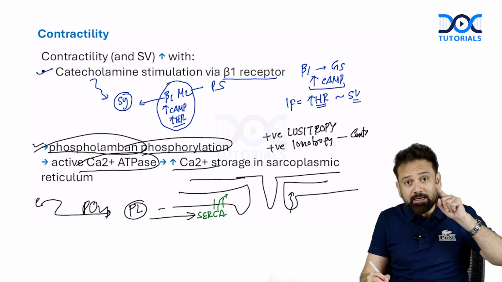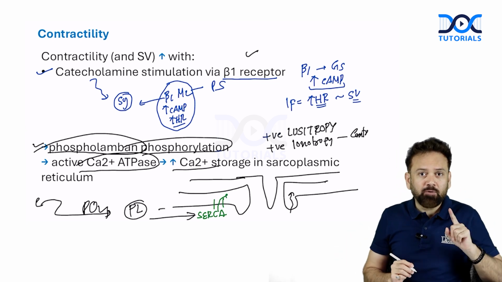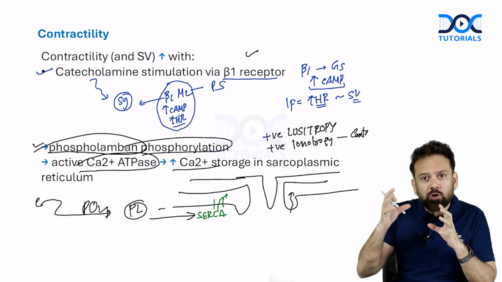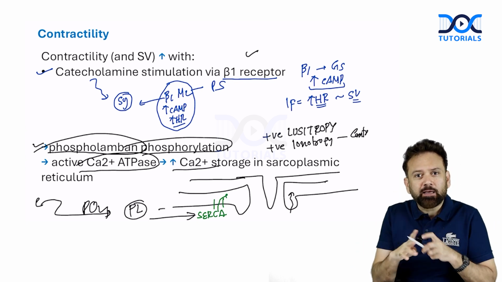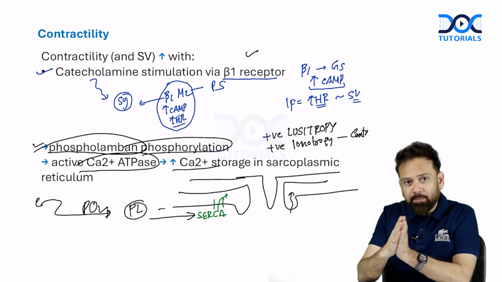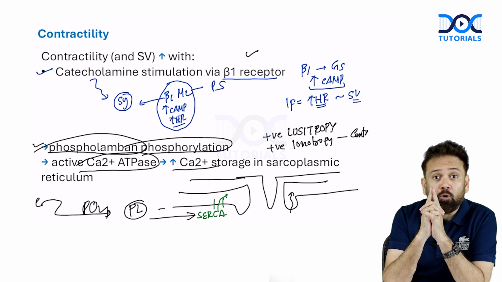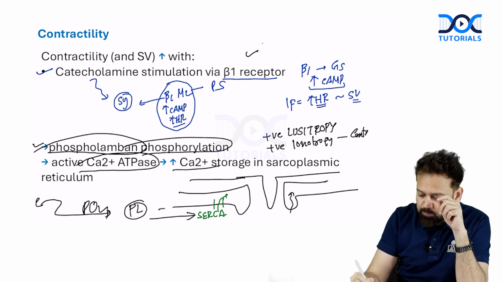So contractility can be increased by both. By increasing heart rate from beta 1, number one. When there is more and more heart rate, that will not allow calcium to go back, so we will get more calcium and more force of contraction. So up to a certain limit, contractility can be increased by tachycardia, by positive chronotropy.